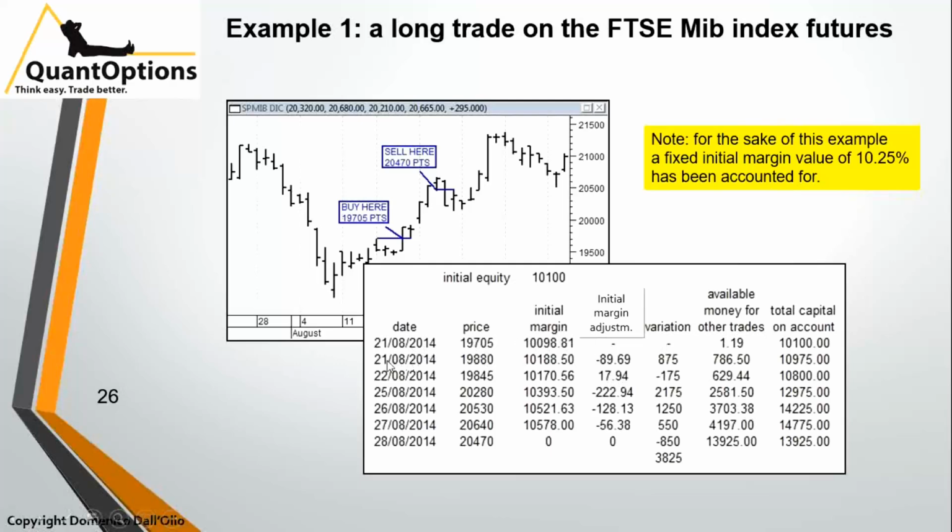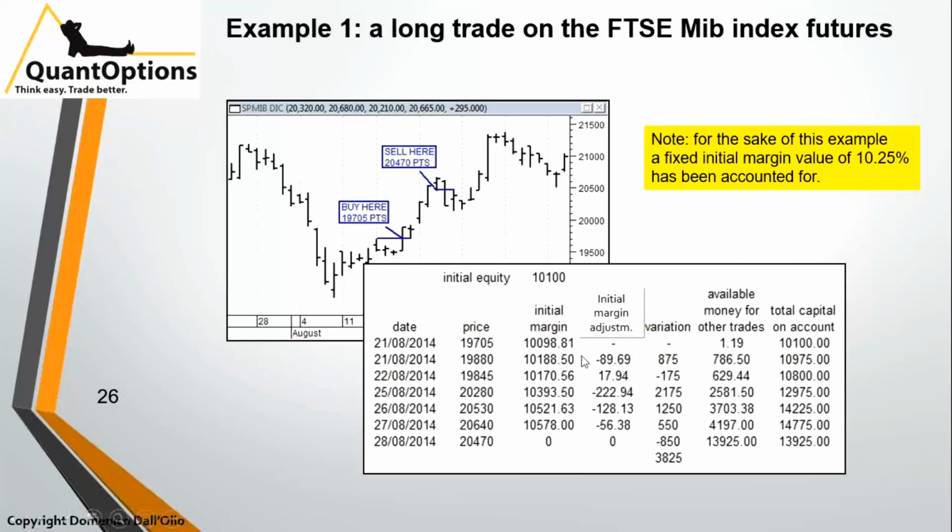But the same day, once again August the 21st, when the market closes, we have a new price, 19,880 points. This means that the value of the contract has changed, and so we have to recalculate the initial margin. Indeed, 19,880 times 5 euros each times 10.25% means 10,188.50. This means that another 89.69 euros are taken from my account and deposited as initial margin adjustment in the margin account.